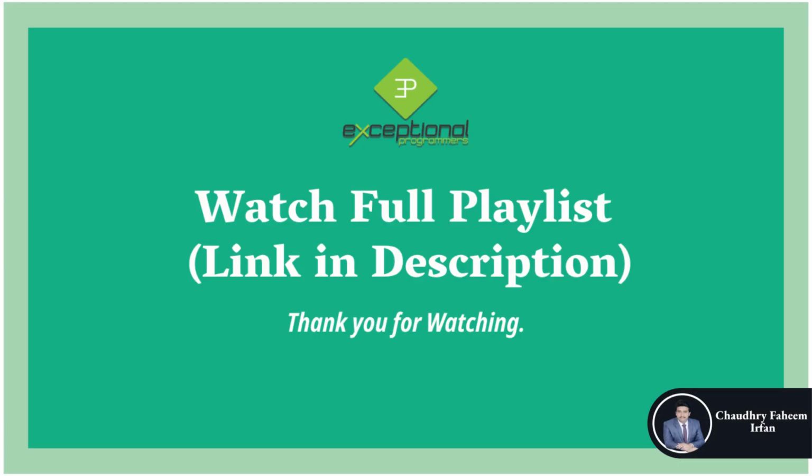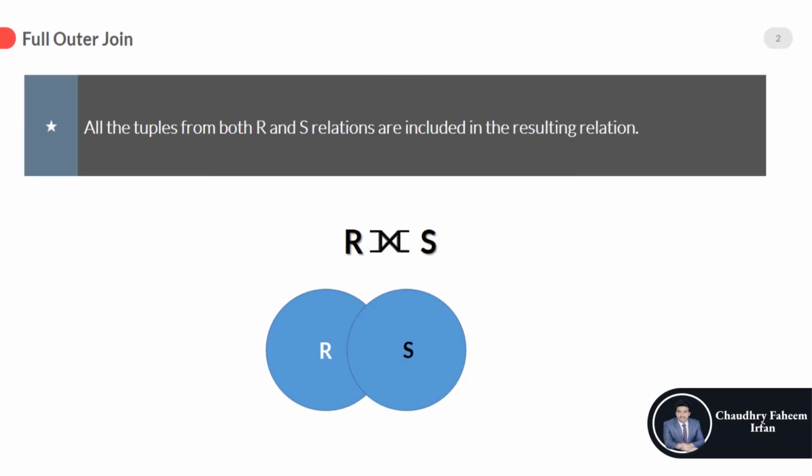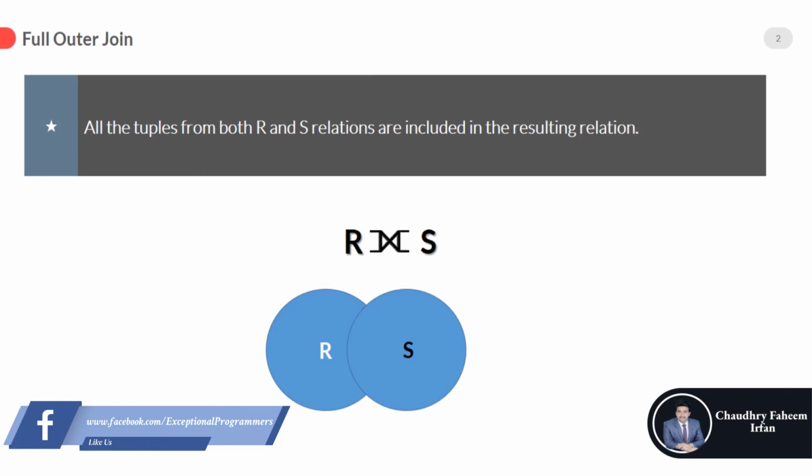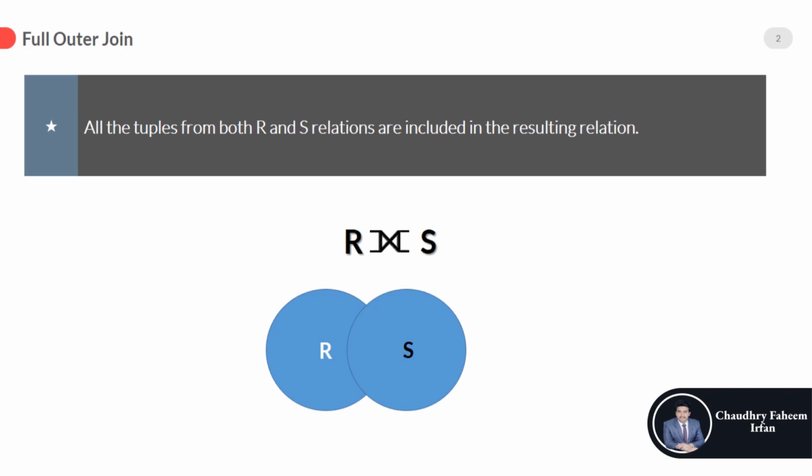Welcome to this lecture. In this lecture we are going to learn about full outer join. So what is the definition for full outer join? All the tuples or rows in any DBMS from both R and S relations or tables are included in the resulting relation. Full outer join is the combination of left outer join and right outer join. If there are no matching tuples for both relations, their respective unmatched attributes are made null.